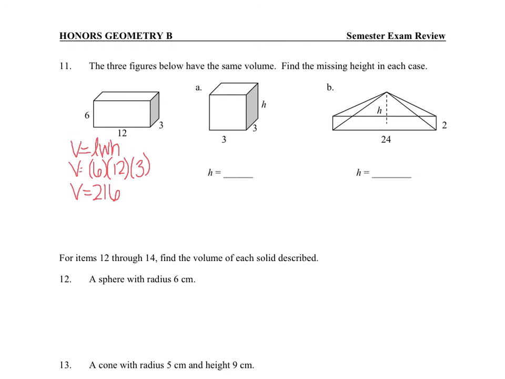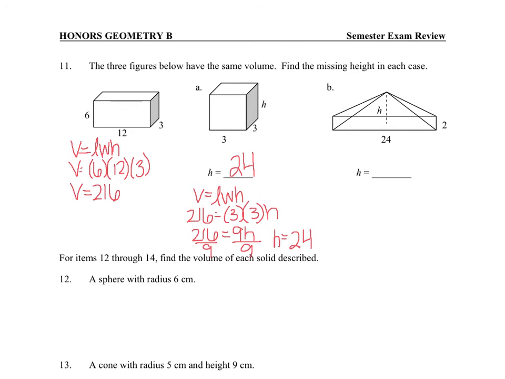So for part A, it's a cube. Well, we don't know. We actually can't make that assumption because we don't know the height. So the volume is going to be length times width times height because it's a prism. Our volume is going to be 216. Our length is 3, our width is 3, and we don't know our height. So 216 equals 9 times our height. And I'm going to divide both sides by 9, and I'm going to get a height of 24.